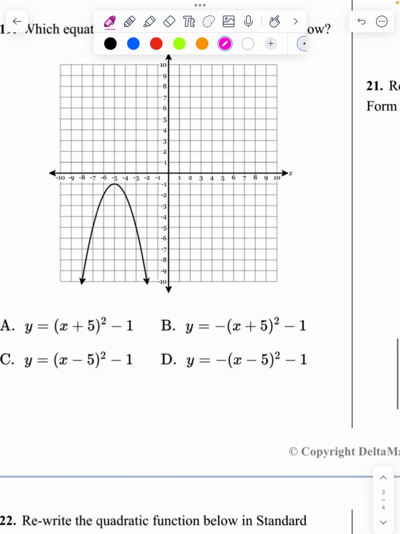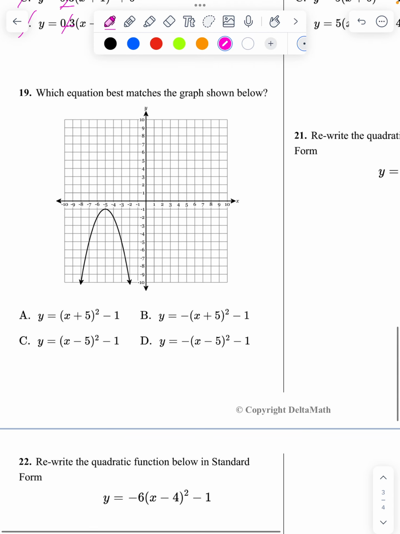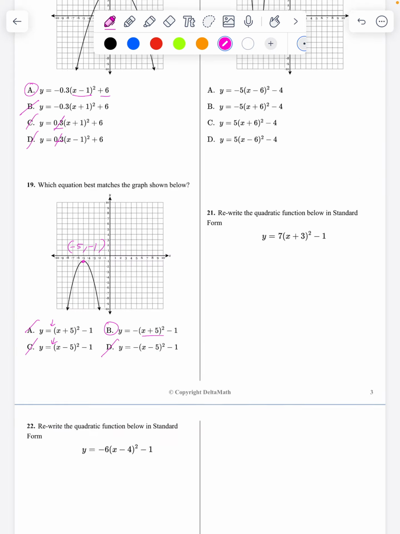Number 19, taking a look at that one. This is still written in vertex form. It's got to be negative in front. There's no negative here. There's no negative here. So these are out because it's tipped upside down. So it's either B or D. The coordinates here are negative 5, negative 1. So I know it's going to be x plus 5, not minus. So it's this one, not this one.